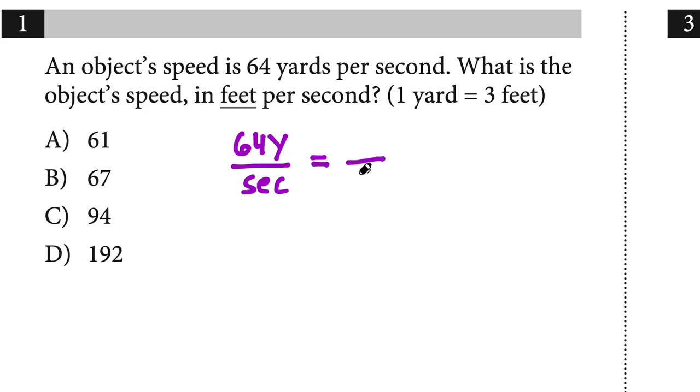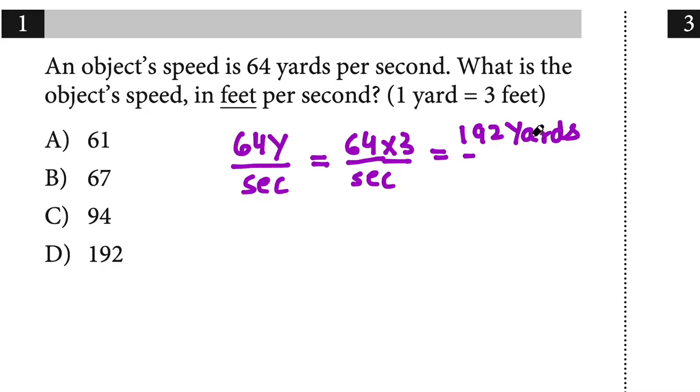That means this second is as it is, no need to convert this. So 1 yard is equal to 3 feet. So 64 yards will be 64 times 3 feet, which is 192. 192 feet per second. Now we have done the question.